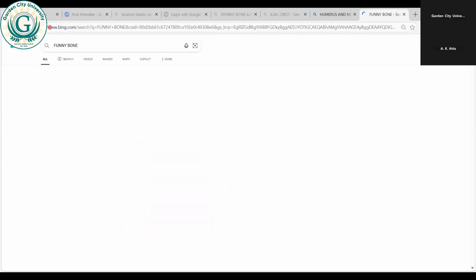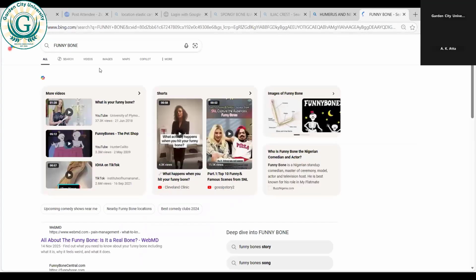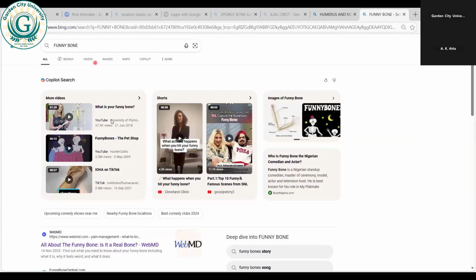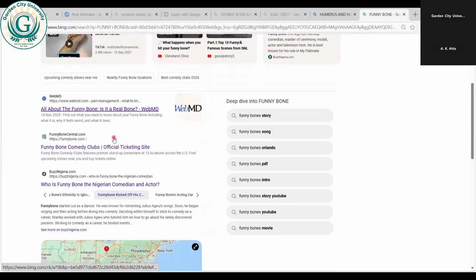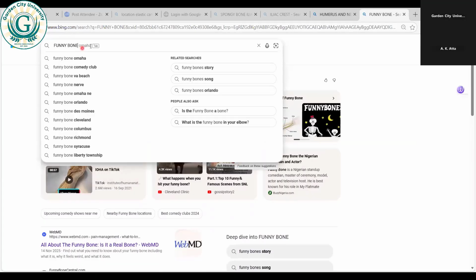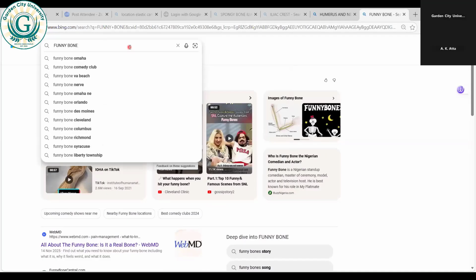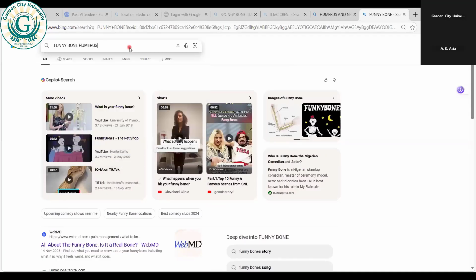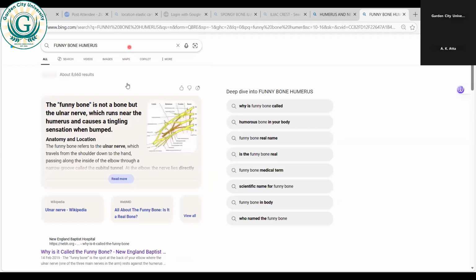The humerus is nicknamed the funny bone. The humerus is nicknamed what? The funny bone. Why do we call it the funny bone? The funny bone is not the bone, but the ulnar nerve, which runs near the humerus and causes a tingling sensation when bumped.